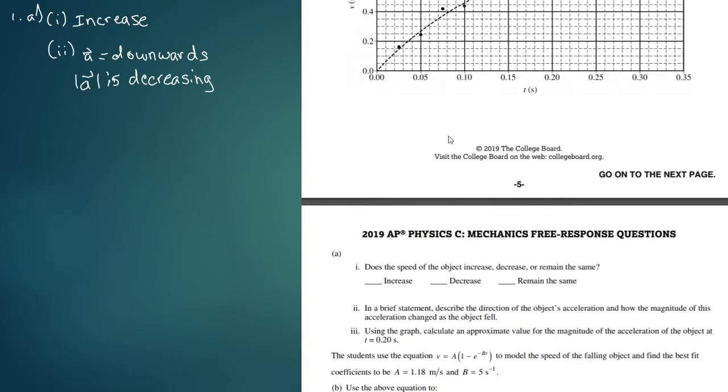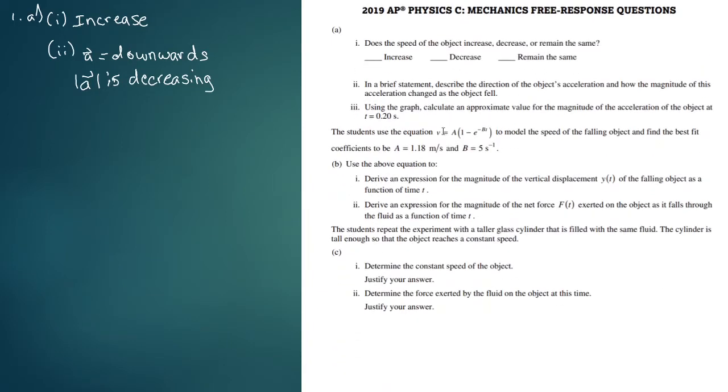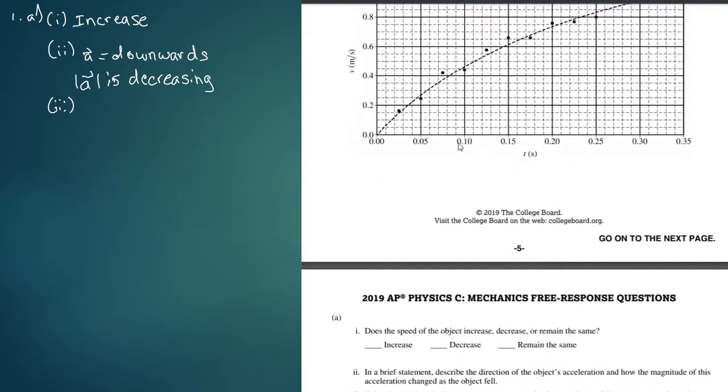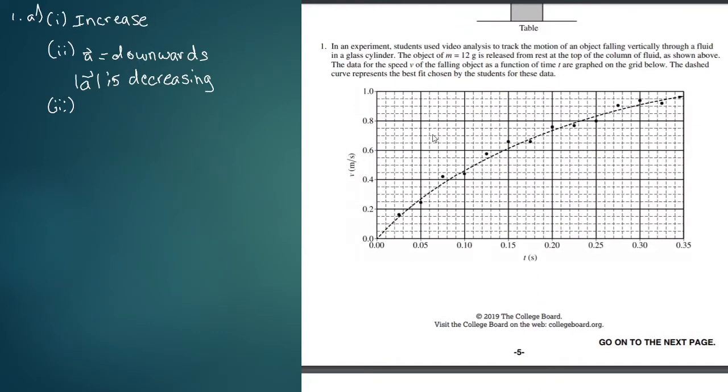Alright, so that was part 2, and now talking about part 3. It says, calculate an approximate value for the magnitude of the acceleration of the object at time t equals 0.2 seconds. Okay, so keep in mind the idea of acceleration being the slope of the tangent. Essentially what we have to do is graph a tangent line at the point t equals 0.2, and then find the slope of it using 2 points on the tangent line.